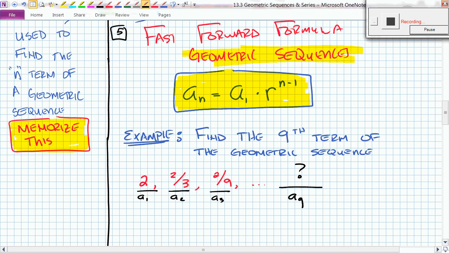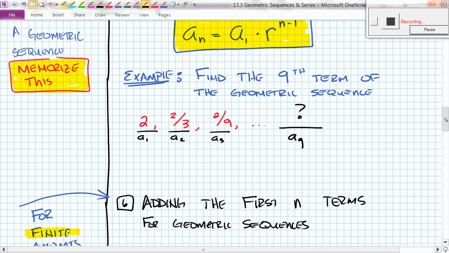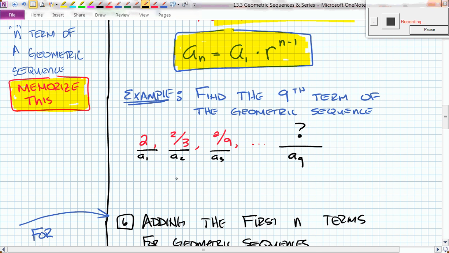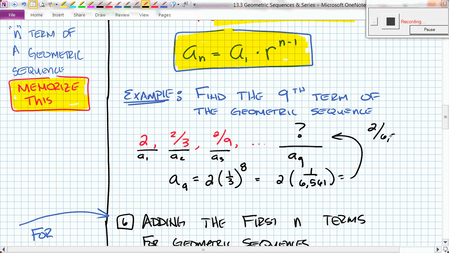Okay, Mr. Quinn, can you please explain to us how you got 2 over 6,561, please? I plugged in the numbers to the formula, so I put a to the 9. A sub 9 is equal to 2 times 1/3, raised to the power of 9 minus 1, which is 8. There you go. So find the ratio, which is a third, raise it to the power of 8, and then multiply it by 2. That is 2 times 1 over 6,561. Therefore, the 9th term must be 2 divided by 6,561.